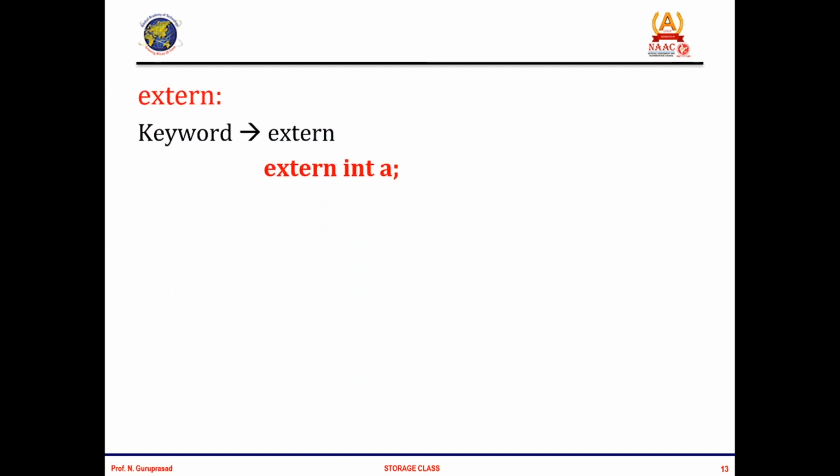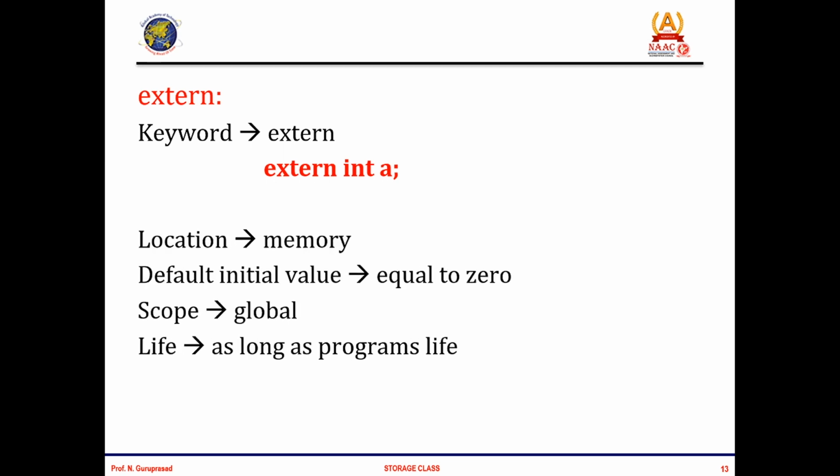Now let us look at the last storage class, that is called as extern. Now, this particular storage class is invoked by a keyword called as extern. It says extern int a, right? Now, let us look at the answers. Location is memory. Default initial value is again equal to 0. The scope is global, and the life is as long as the program's life, right? So that's the slight difference. The life is as long as the program's life.